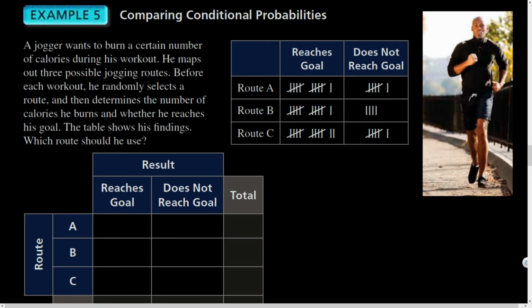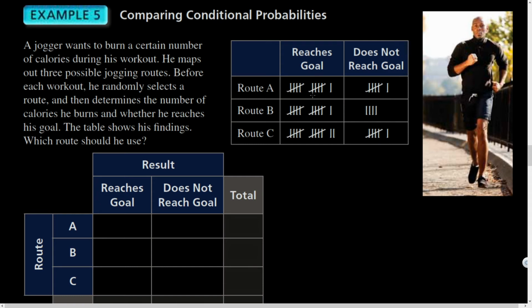A jogger wants to burn a certain number of calories during his workout. He maps out 3 possible jogging routes. Before each workout, he randomly selects a route and then determines the number of calories he burns and whether he reaches his goal. The table shows his findings. Which route should he use? Okay, and so let me make a regular joint frequency table. So what's the probability he chose route A and reaches the goal?